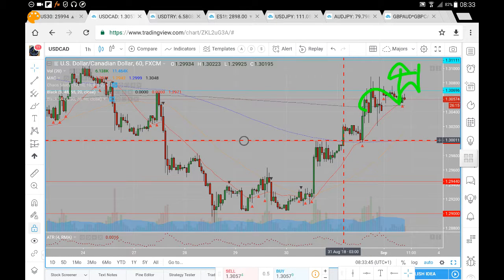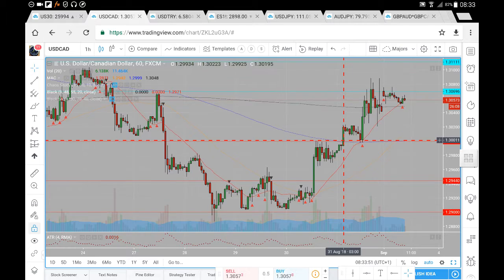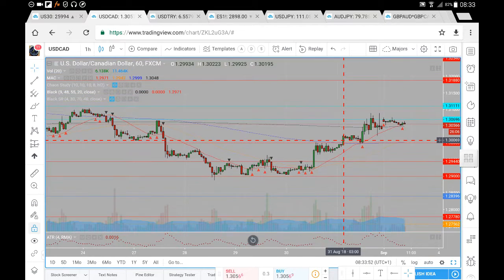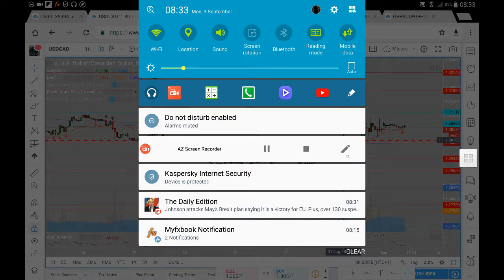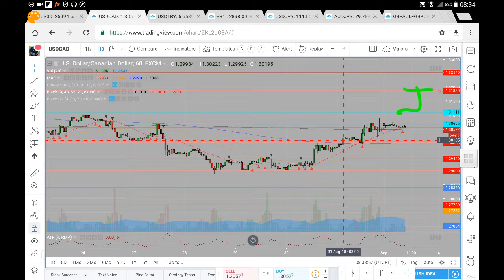So if we do see a break and hold of this 130.69, we're looking for a move towards that 131.11. Successful break from which we'll then be looking for prices to head up towards possibly the 131.88. Successful break from which we're then looking for prices up towards that 132.54 here on the US dollar CAD.